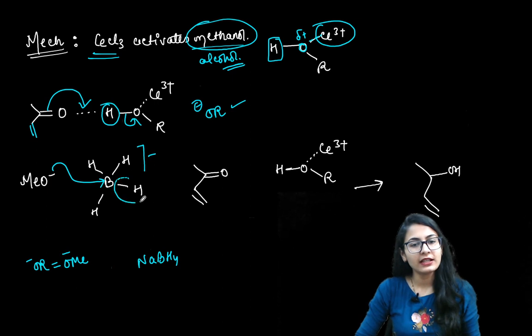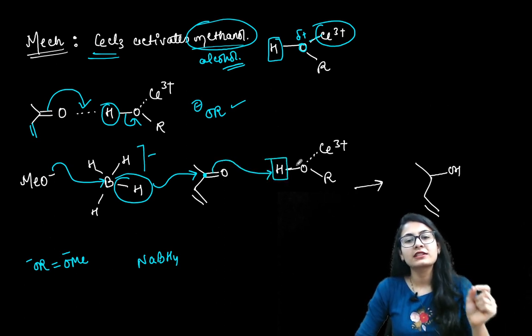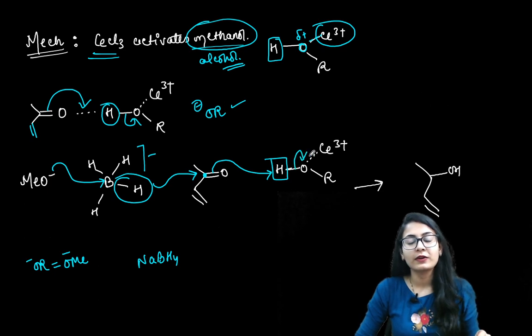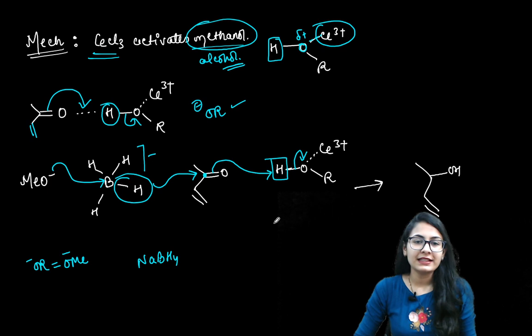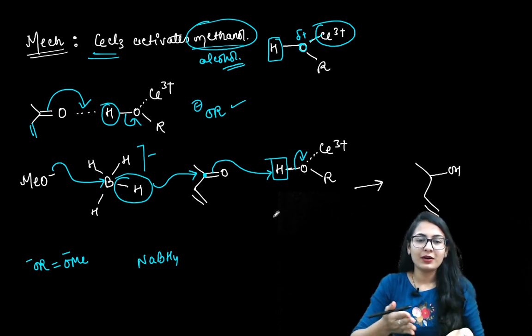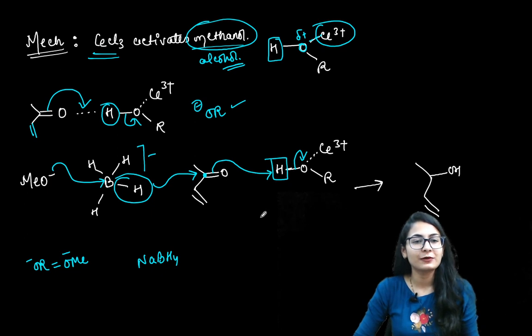The hydride is now going to be pushed towards the more reactive carbonyl carbon, and the oxygen is again attracted by this proton, which is connected to the alcohol of another activated alcohol by the cerium. So this is the whole mechanism. If you want, you can write it in one step. I have just written it together so that things will be easier to understand.